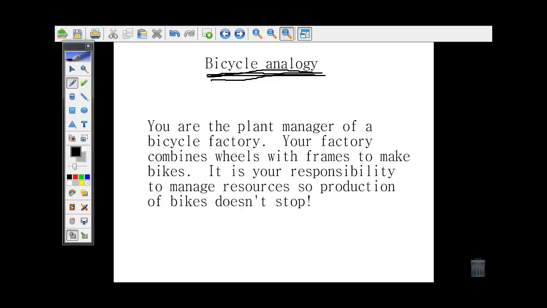Your factory combines wheels with frames. That's wheels with frames. Now, I know that bicycles have lots of parts. Your responsibility, your factory, is just wheels and frames. And you have to manage the resource so production of the bikes doesn't stop. That's very important because if you're not producing bikes, you're not making money. If you're not making money, you are out of a job. See, this would be you. If your plant doesn't make money, you would be out of a job.